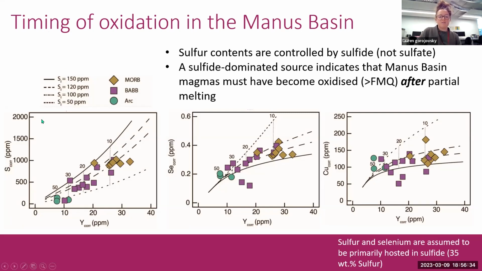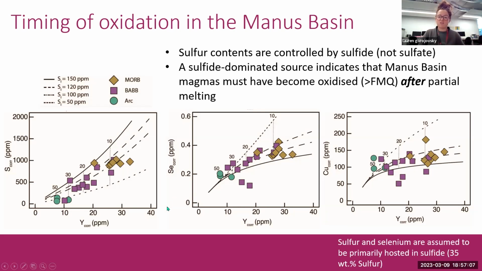I have modeled different scenarios, starting with different sulfur contents in the Manus Basin source. The mid-ocean ridge magmas reproduce quite well by starting with something between 120 to 100 ppm sulfur in the source, so of sulfide. And then as we melt, we go towards lower starting values of 50 ppm. This fits quite well with the prior depletion model. And the same thing can be said for selenium and also copper.